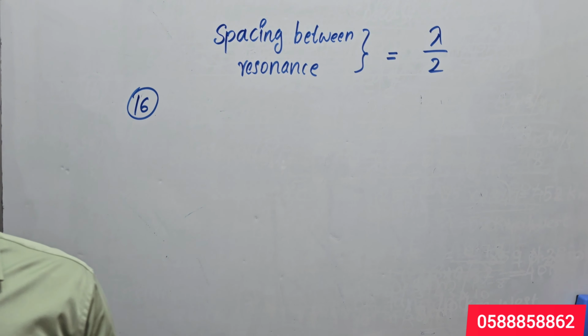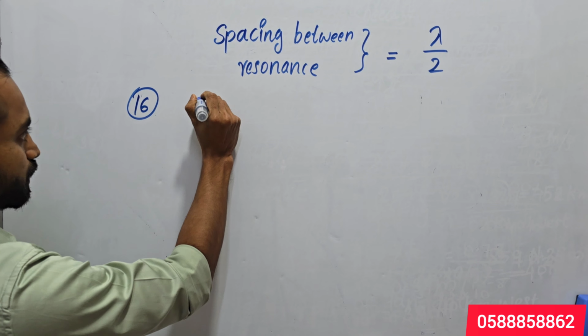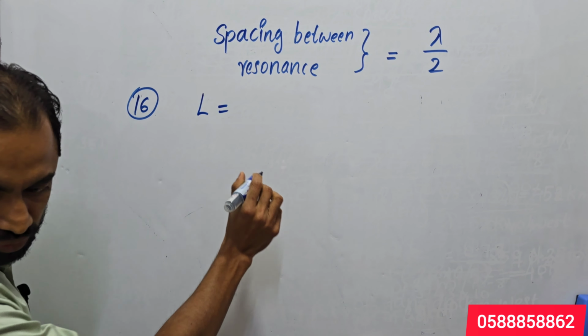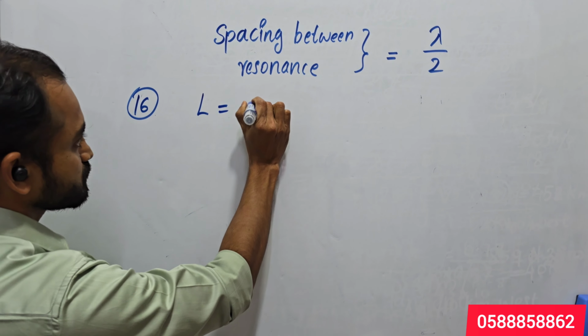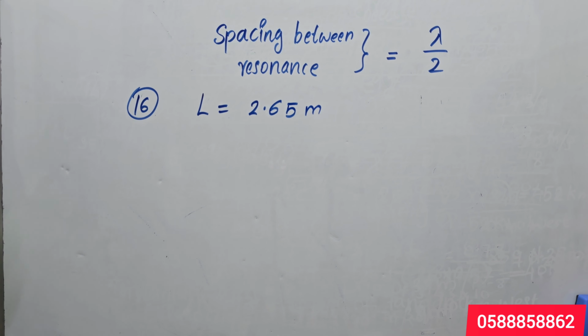A bugle can be thought of as an open pipe. If the bugle were straightened out, it would be 2.65 meter long. So the length is given, the length of the open pipe is equal to 2.65 meter.